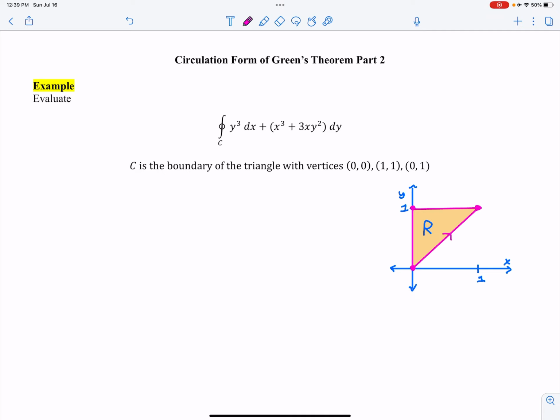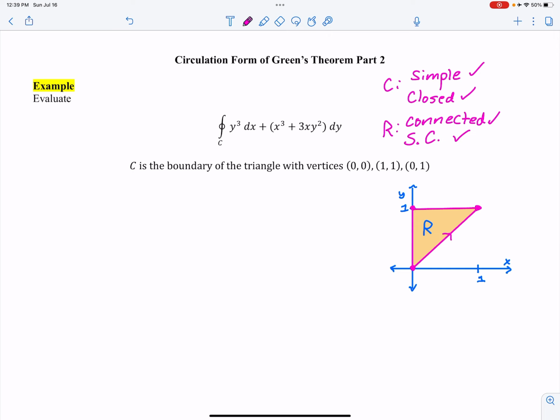So we have to check, is it simple? The pink path, yes. Is it closed? Yes. Okay, and then that's C. And then my region R that it encloses, is it connected? Yes. All right, it is connected. Is it simply connected? Yes. Okay, connected, remember I can put 2 points in the region, connect them and stay in the region.